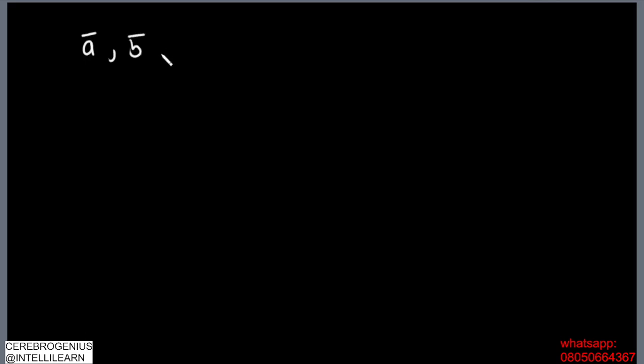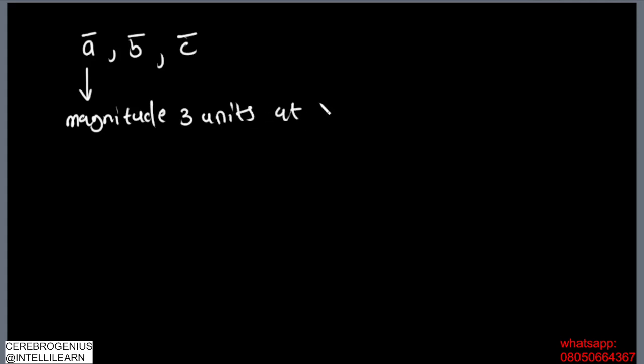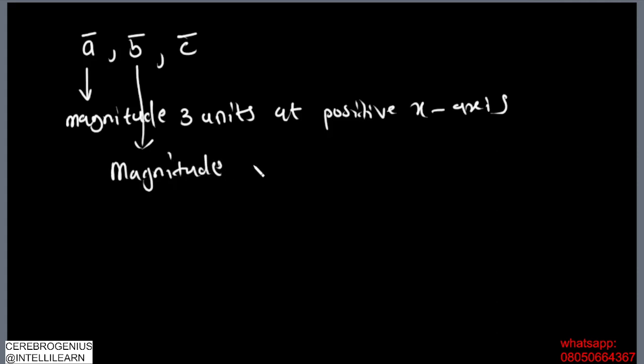like vector A, vector B, and vector C. So they now gave their values. I think they said this one has magnitude, I'm just guessing values, magnitude 3 units at positive x-axis. That's the first one. Then vector B, let's say magnitude 5 units at negative y-axis.